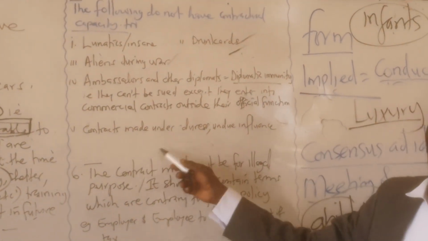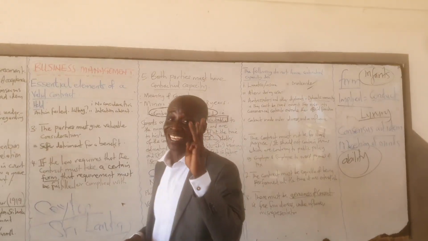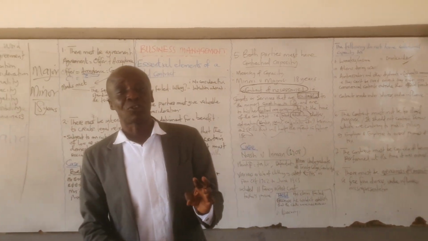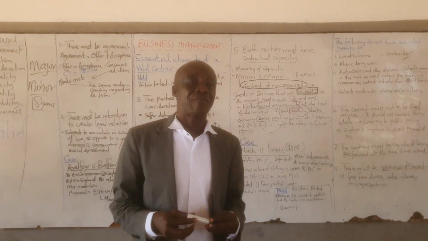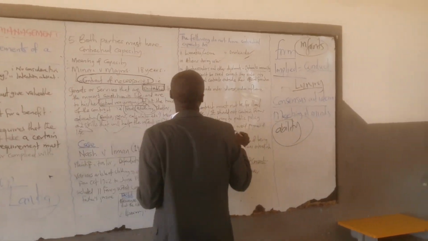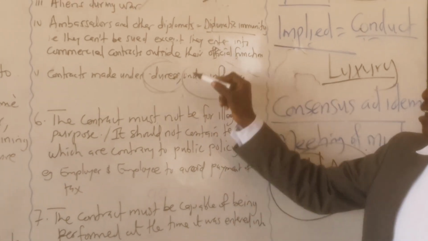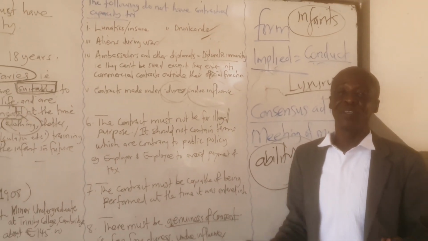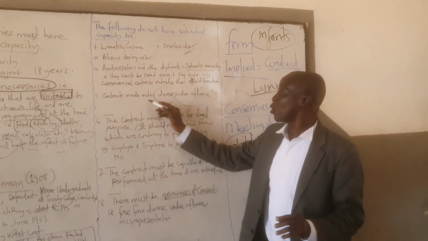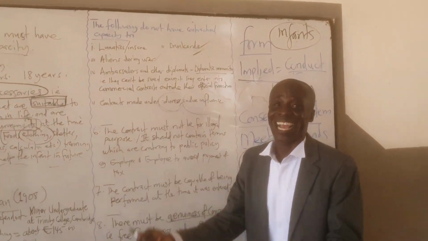Then another group of people who do not have contractual capacity are people who enter into contract under duress. I've explained what is meant by duress. People who enter into contract under undue influence. I've explained what is meant by undue influence in our previous video. So when somebody enters into a contract under duress and under undue influence, it means the person did not have contractual capacity, and therefore the contract here will not be void, it will be voidable. So the person can rescind.